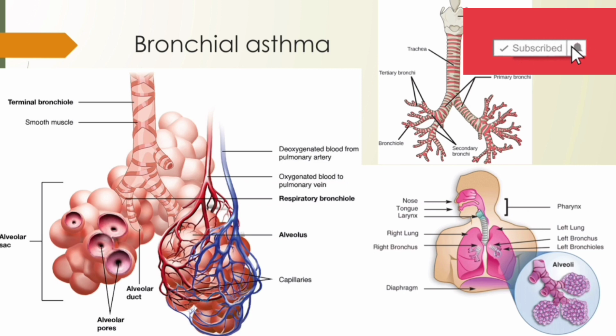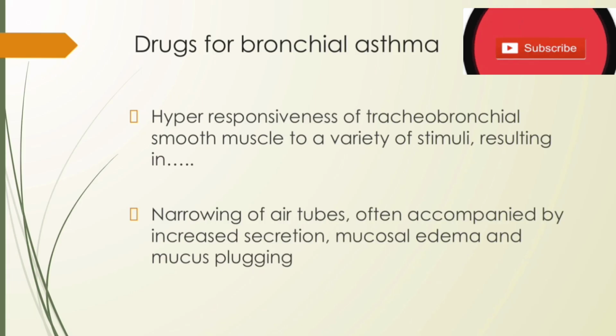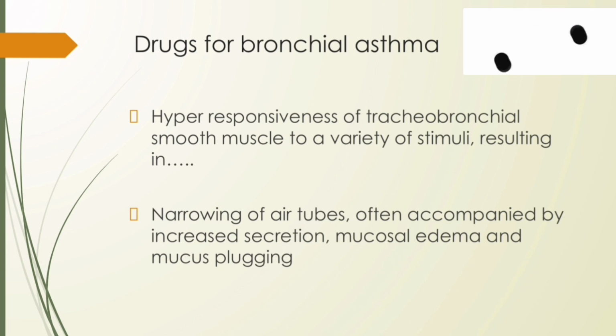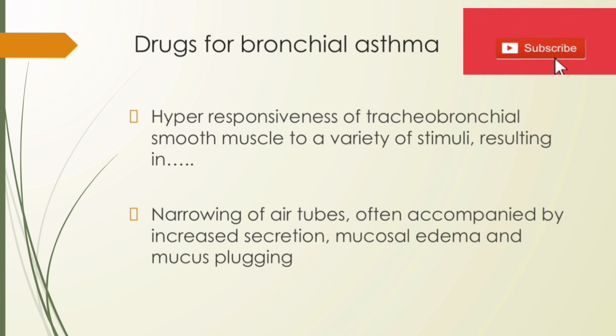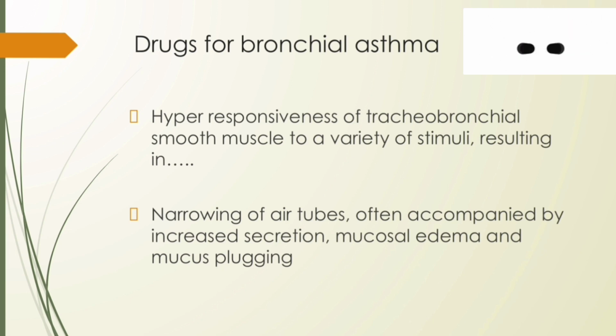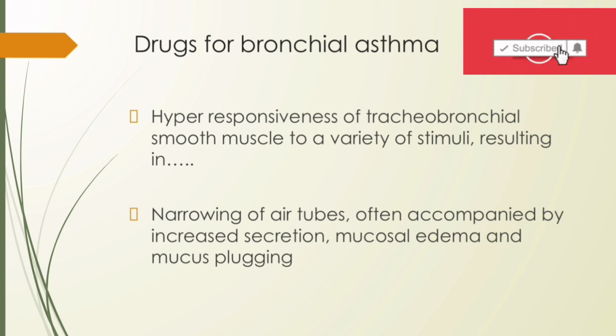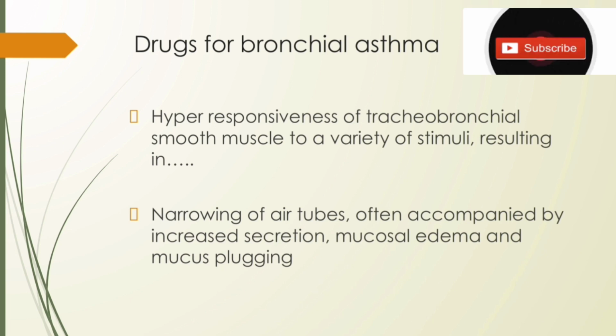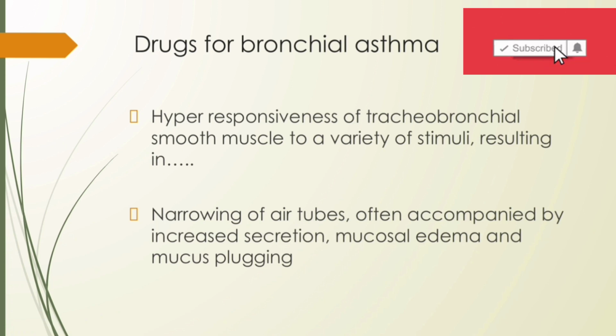Now let's move towards the next part. Let's start the chapter that is drugs acting on respiratory system. So, drugs for bronchial asthma. Now here, bronchial asthma, as we have seen, is characterized by hyperresponsiveness of tracheobronchial smooth muscle to a variety of stimuli, resulting in the narrowing of air tubes, what we have learned already, and often accompanied by increased secretions, mucosal edema and mucus plugging.